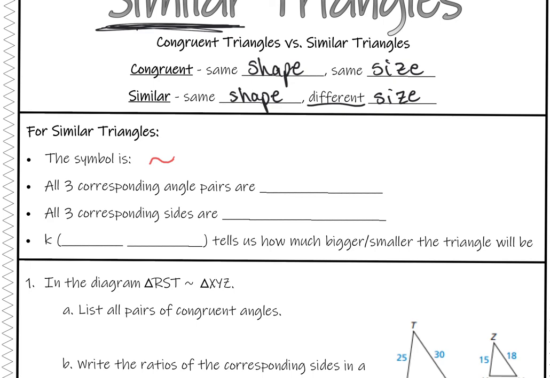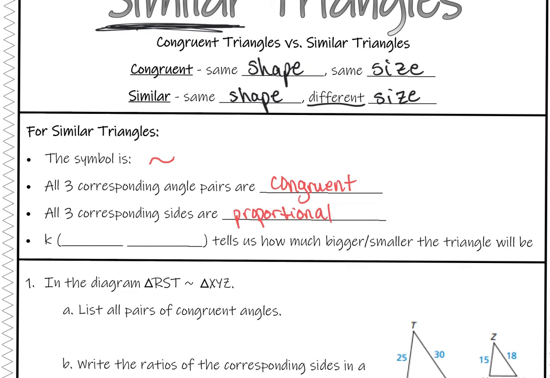Second bullet point says all three corresponding angle pairs are congruent, right? That's what that means. All angles remain congruent. All three corresponding sides are proportional. And that just means that every single side of one triangle is multiplied by the same scale factor to give you the new triangle. That's what it means to be proportional.